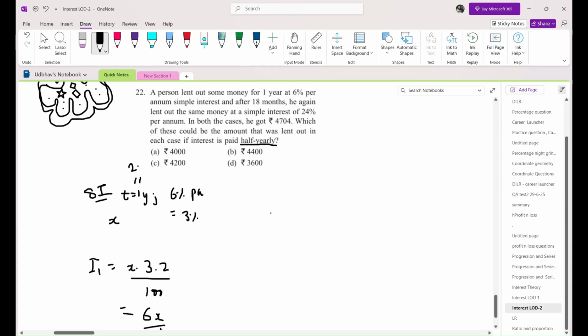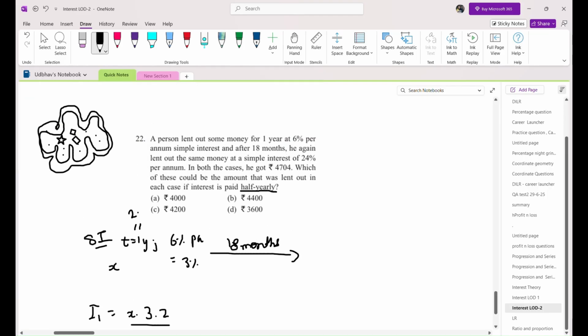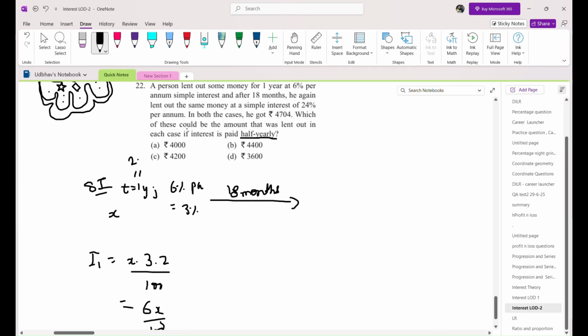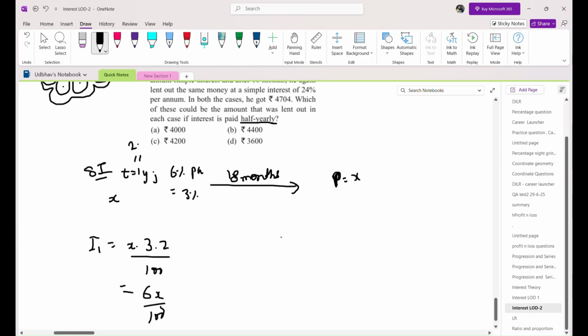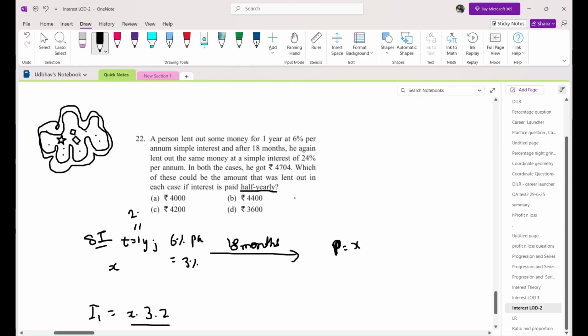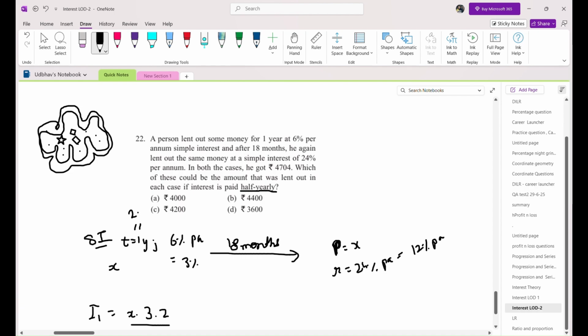And next time, after 18 months, he again lent out the same money at simple interest of 24% per annum. After 18 months he lent out the same money, so the principal is again x. The rate of interest is 24% per annum, and it is half yearly, so we can write it as 12%.